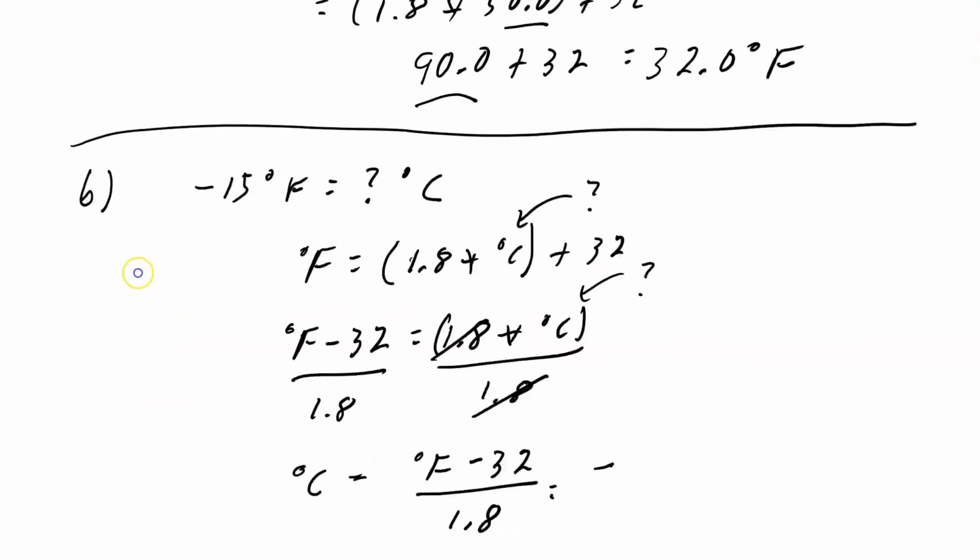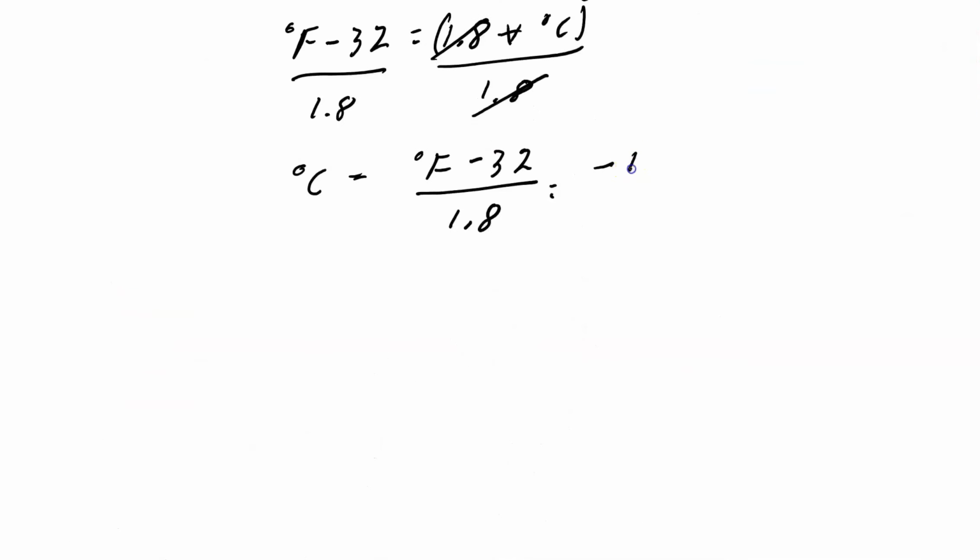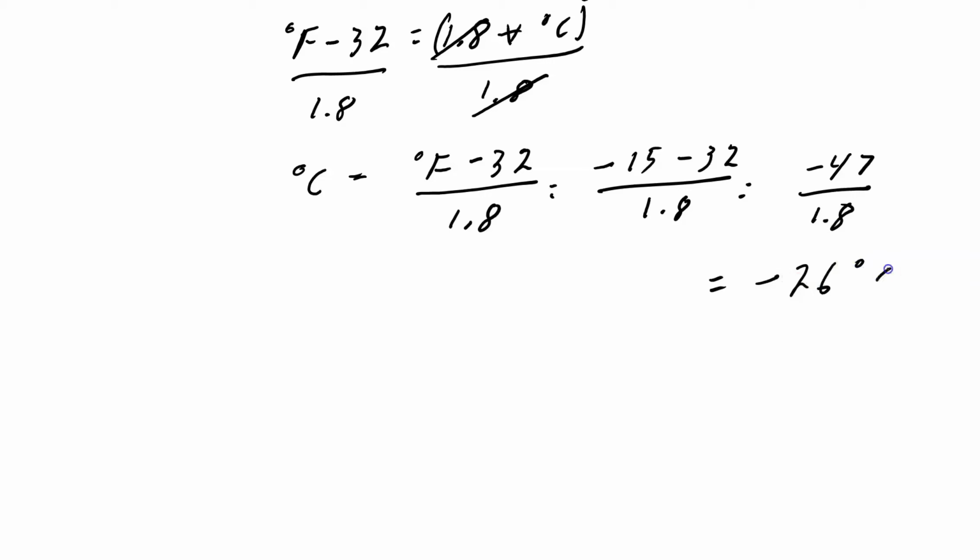That's just 2 significant figures, okay? So it's minus 15 minus 32 over 1.8. So now subtracting minus 15 and minus 32 upstairs, we get minus 47 divided by 1.8, and now doing the division on that, we get a value of minus 26 degrees Celsius. So there's our equivalent temperature for minus 15 Fahrenheit in degrees Celsius.